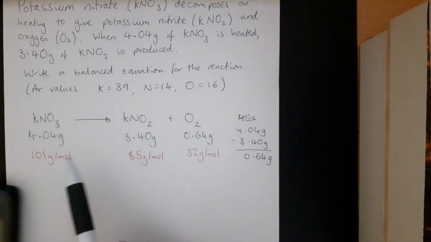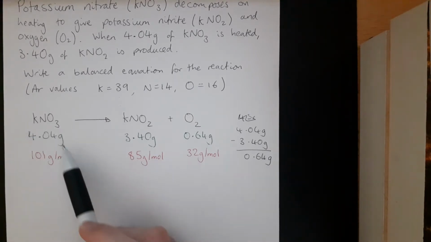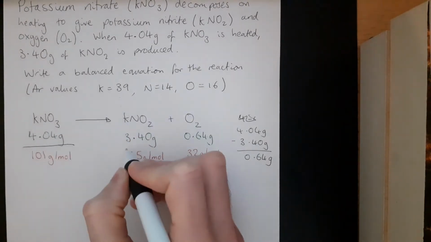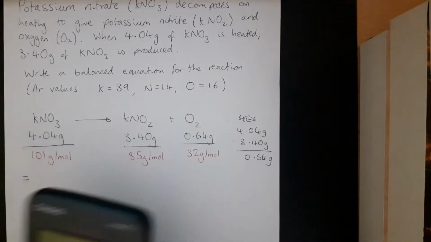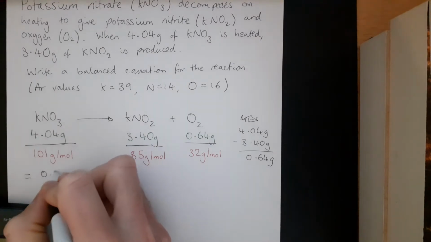Okay, so now we have the masses for all three chemicals and we have the relative formula mass for all three chemicals. To work out the balanced equation, we want to know the moles. So to get moles, we do the mass divided by the relative formula mass. So I'm going to divide this, divide that, and divide that. Let's work these out. 4.04 divided by 101 is 0.04. So that is the number of moles.